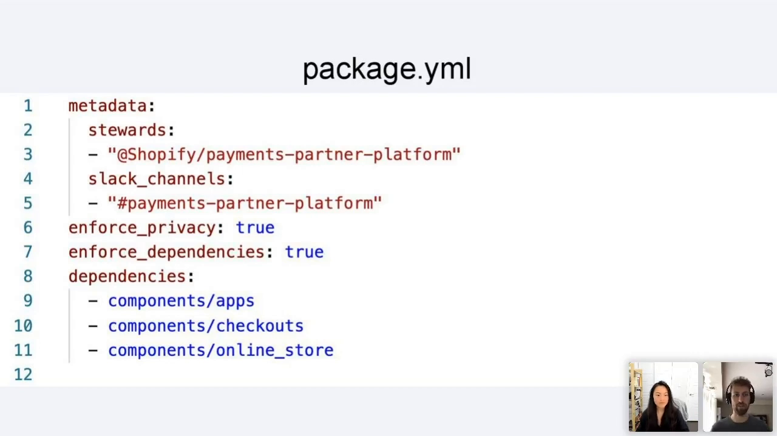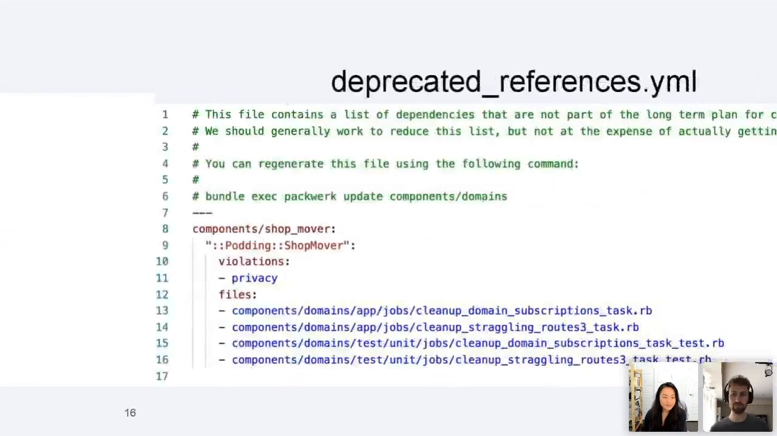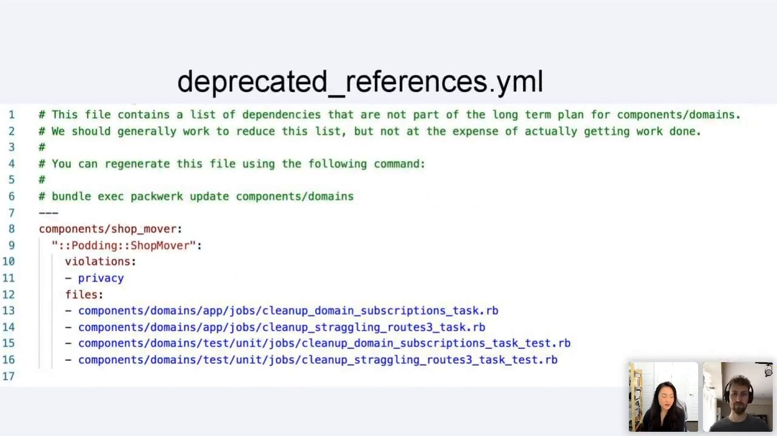Luckily, Packwerk is prepared for this. It can generate a list of deprecated references that violate the specified rules around dependencies and privacy, and then ignore those references going forward. The list can be used to stop the bleeding and allow developers to refactor the code in small steps, working off the list. So this is an example of what the deprecated references file will look like.